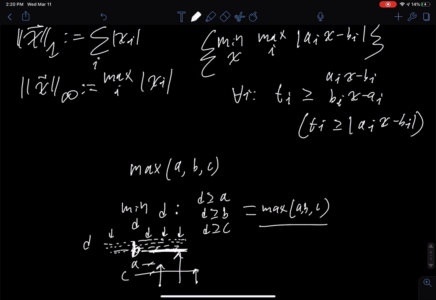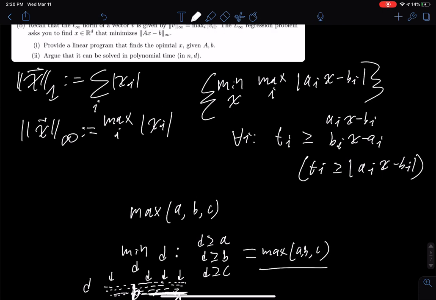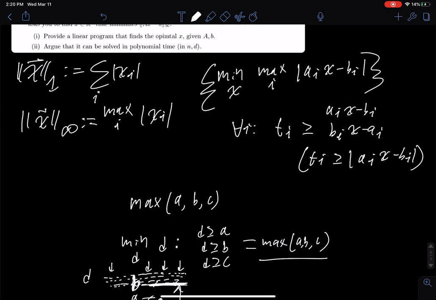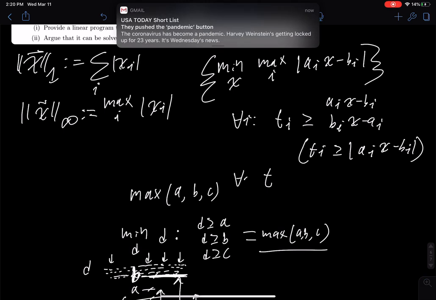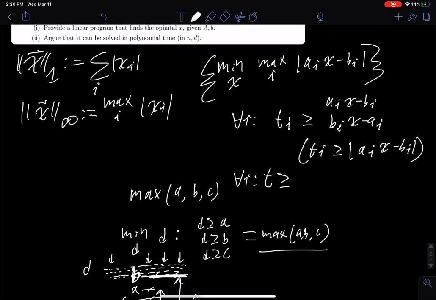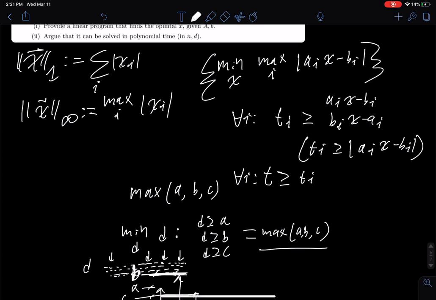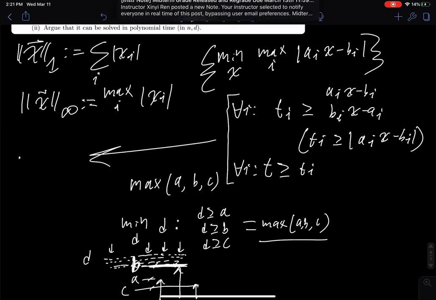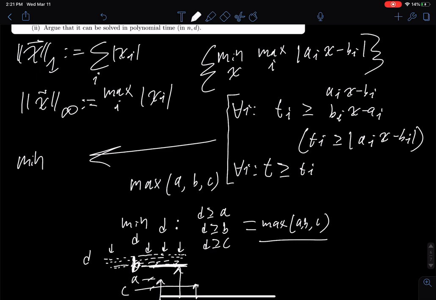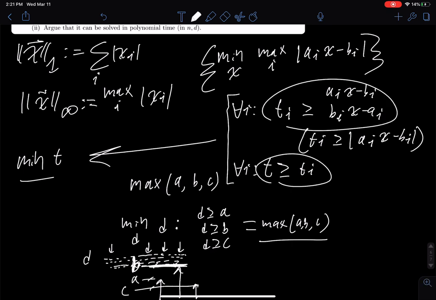How do we implement this above? Well, very simply. Let's even just choose a global T, right? Once we define each of our t i's to be greater than or equal to the absolute value of a i x minus b i, we're also going to have a global T that's greater than or equal to all of the other t sub i's. And then our objective function, once we have these constraints, is just going to be minimize T.